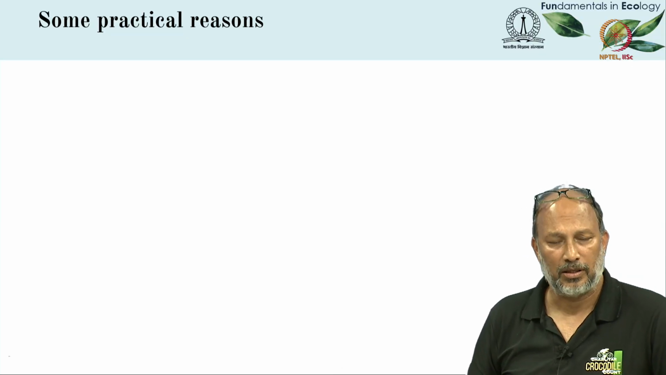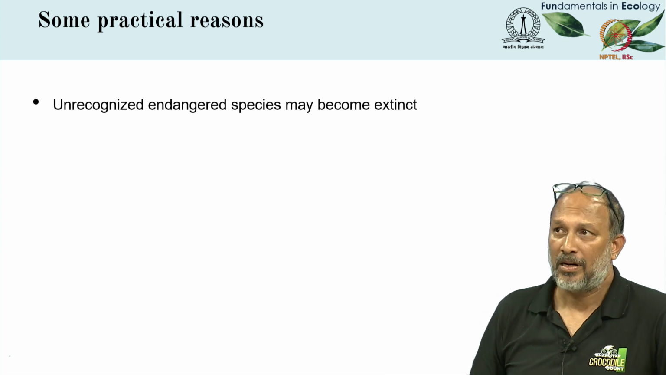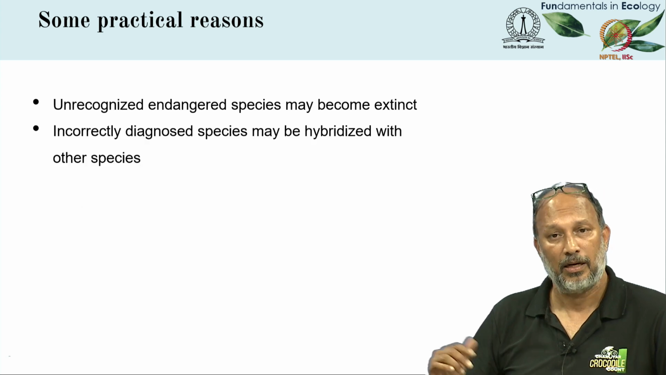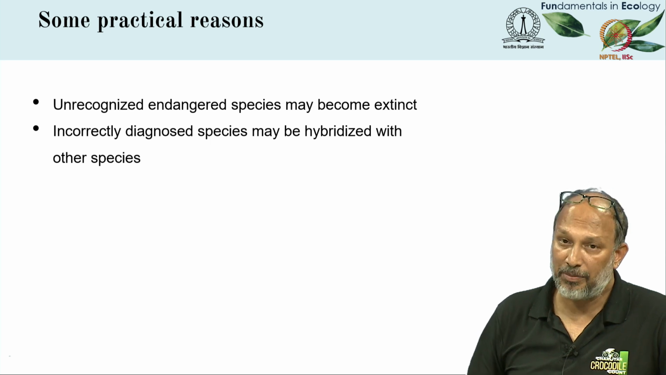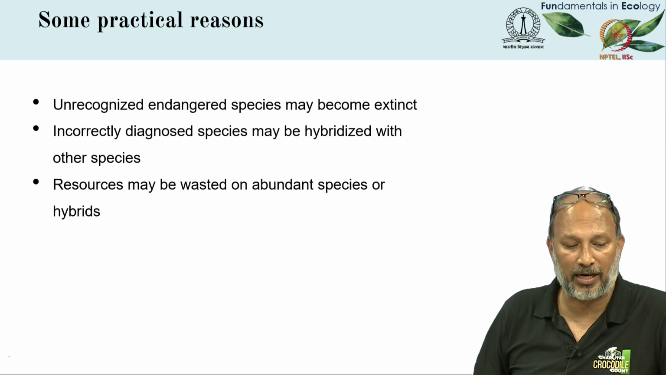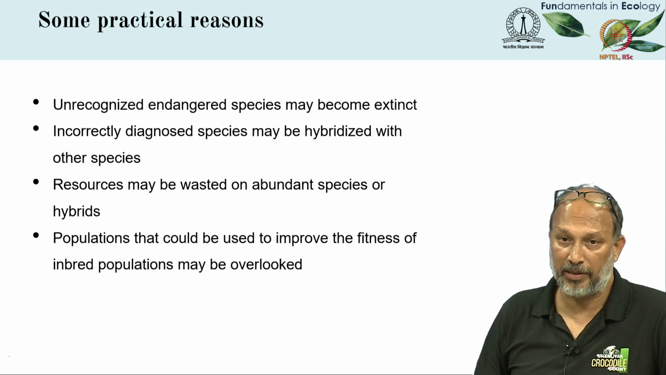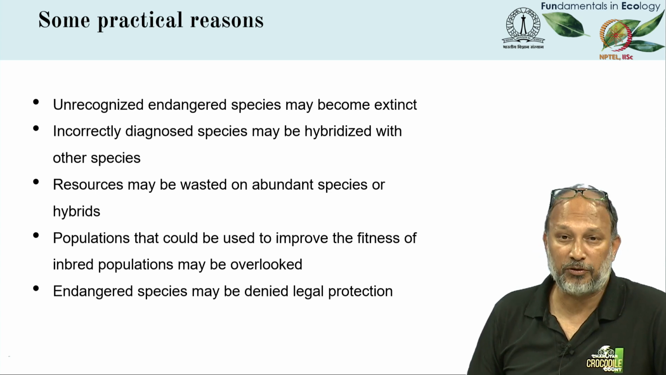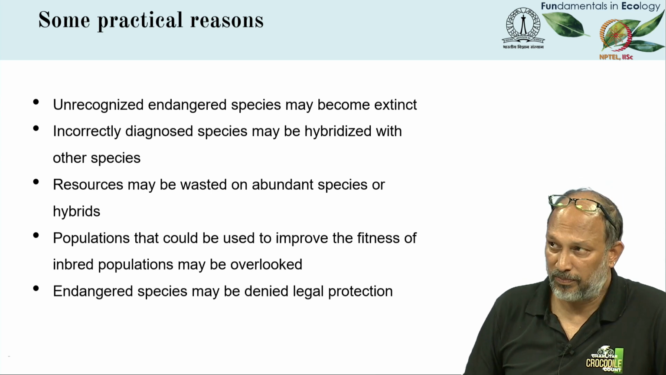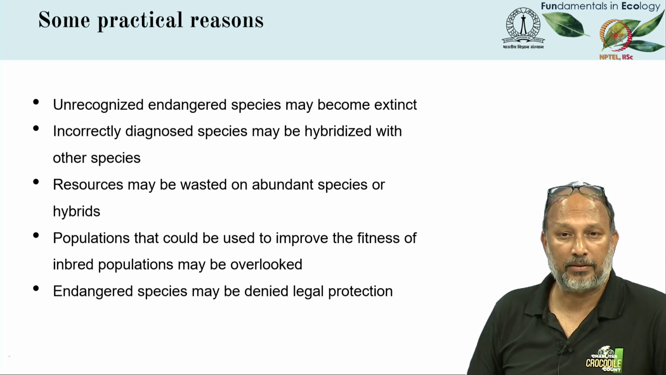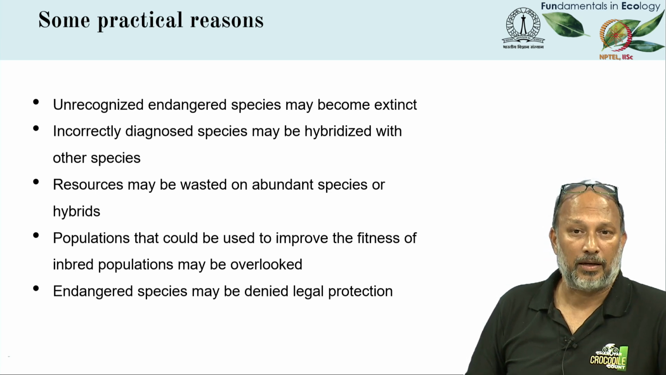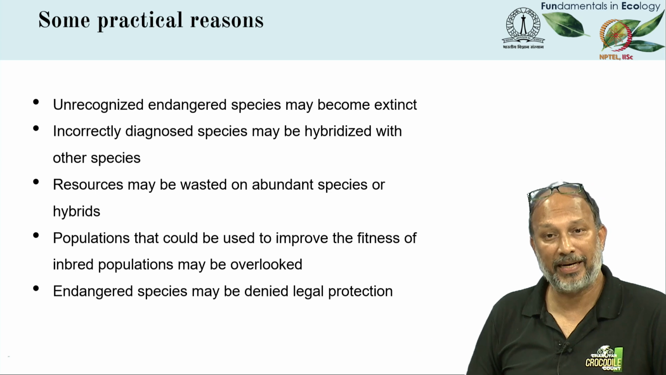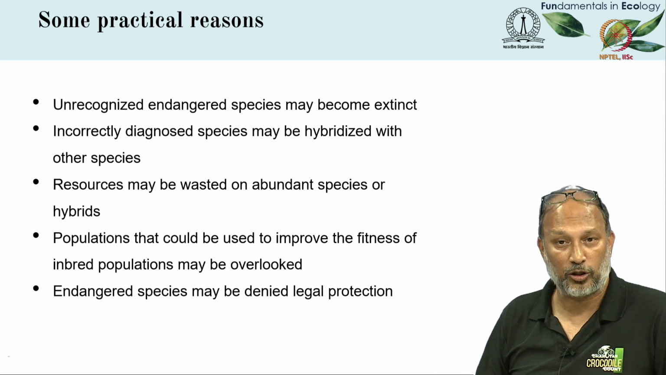So why do we care about all this? There are some practical reasons. In the modern context, with all the anthropogenic impacts on biodiversity, there is a fear that unrecognized endangered species may become extinct. Species that are incorrectly identified or diagnosed may be hybridized with other species. Resources may be wasted on abundant species or hybrids. Populations that could be used to improve the fitness of inbred populations may be overlooked, and endangered species may be denied legal protection. So very often, what were believed to be widespread species, when more recent modern methods have been used to understand their taxonomy and systematics, scientists have found that they comprised many different species, and some of those species may actually be quite isolated or small in size.